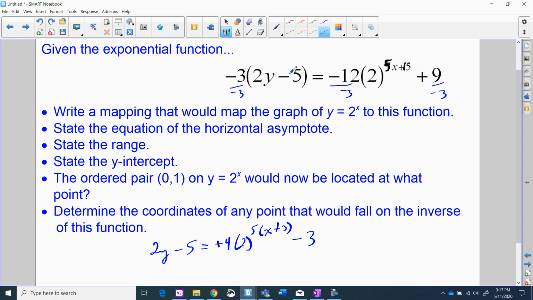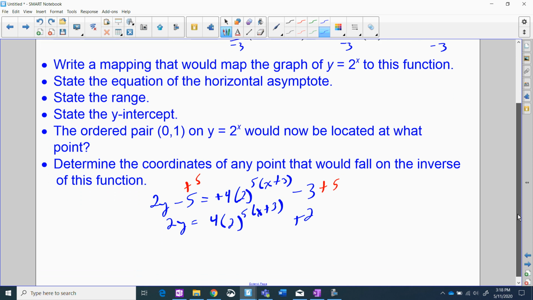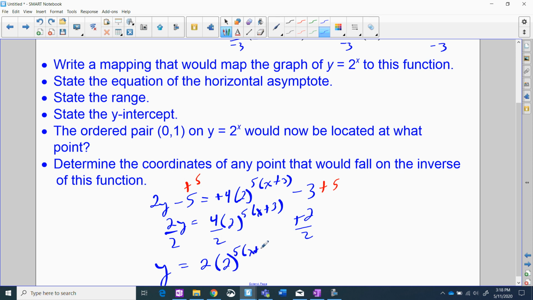I would add 5 next, if it was me. Add 5 to this side. Add 5 to this side. So we'll be at 2y equals 4, 2, 5 to the x plus 3, plus 2. And then last but not least, you must divide by the coefficient of the y to get it down to y equals. So divide by 2, divide by 2, divide by 2. So y equals 2, base 2, 5 to the x plus 3 plus 1.